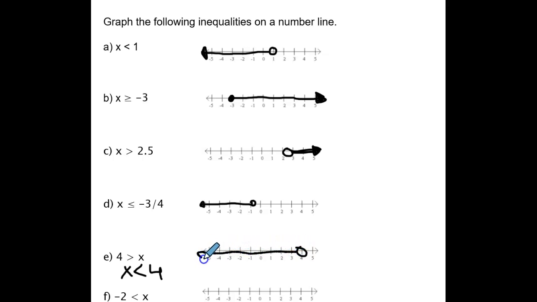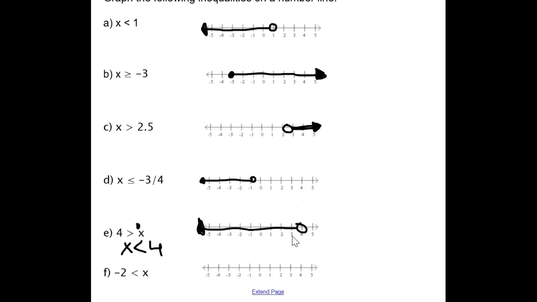Now, a way to check, it's always good to check, pick a number here that you shaded in. Oh, I shaded in 0. So come over here. Is 4 bigger than 0? Oh yeah, it is. Okay, good. I shaded the correct way. All right, take that time. So negative 2 is less than x. Well, we know it's an open circle at negative 2 because we're not including it. Now, which direction? Read it backwards to help you. X, all numbers bigger than negative 2. So then, bigger to the right.